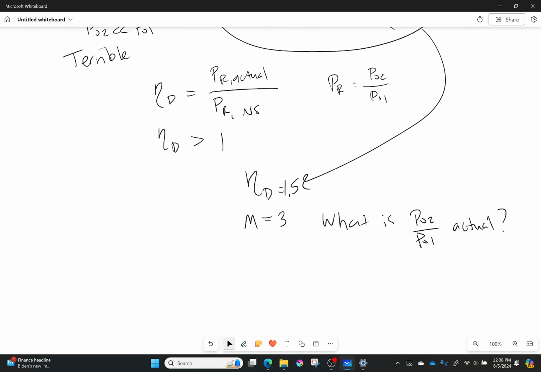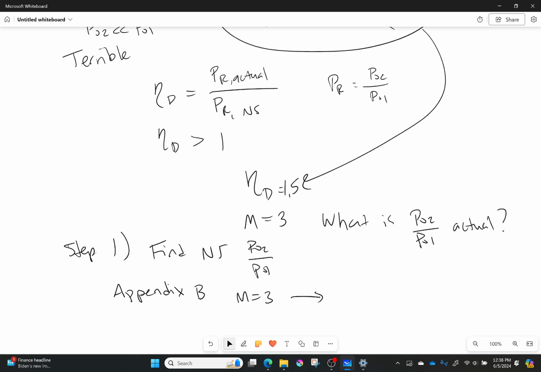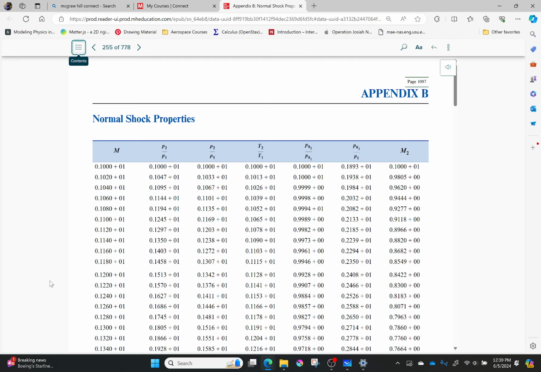We're going to go to Appendix B. So step 1, we're going to find the normal shock P02 over P01. So from Appendix B, for a Mach number that's equal to 3, what do I find? Well, let's go jump over there and find out.